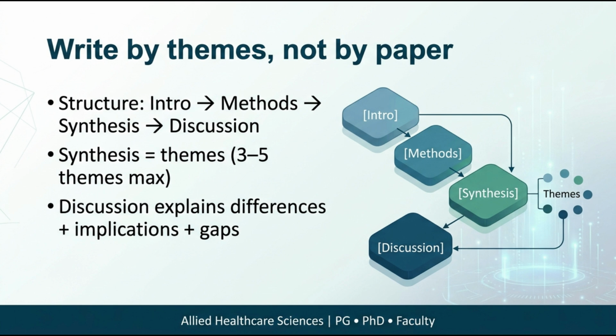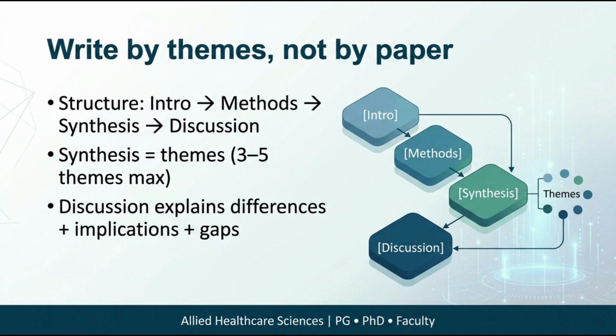Here's the writing structure that works consistently. Introduction sets the problem and why your review is needed now. Methods describe search and selection. The central part is the synthesis, which should be theme-based, not paper by paper. Limit yourself to 3 to 5 themes.